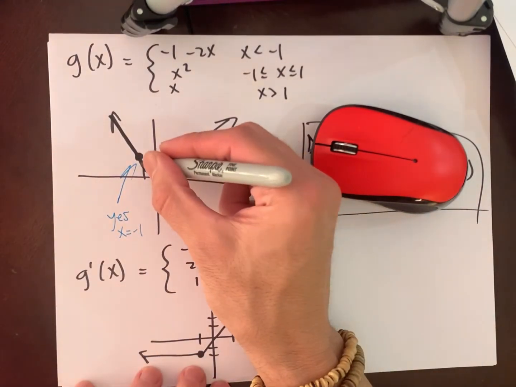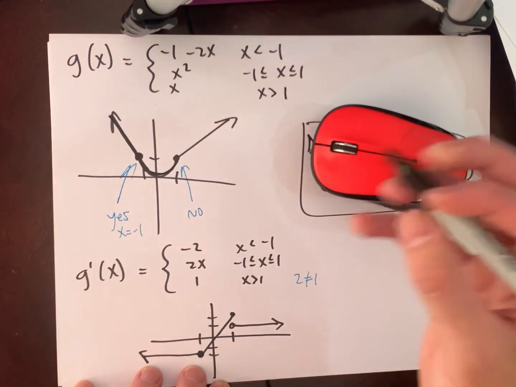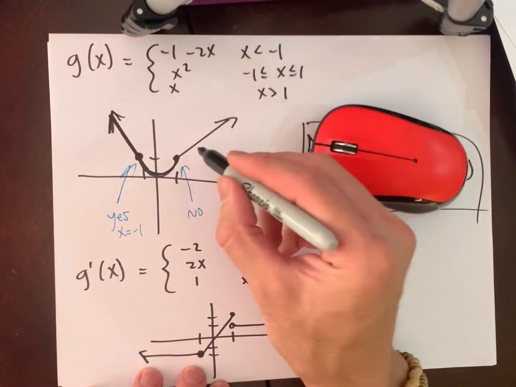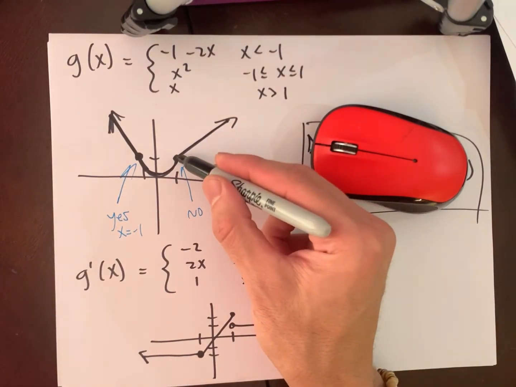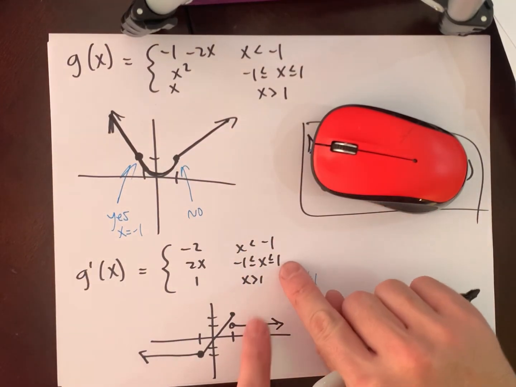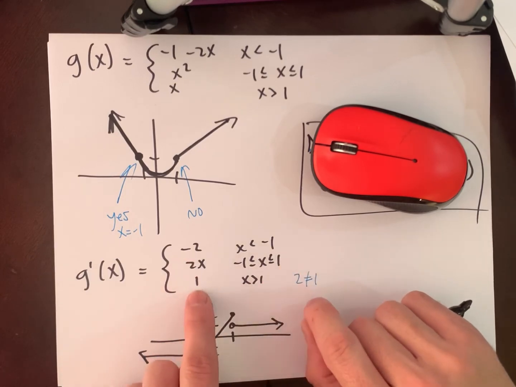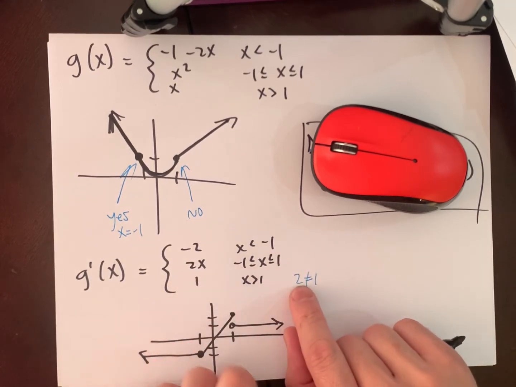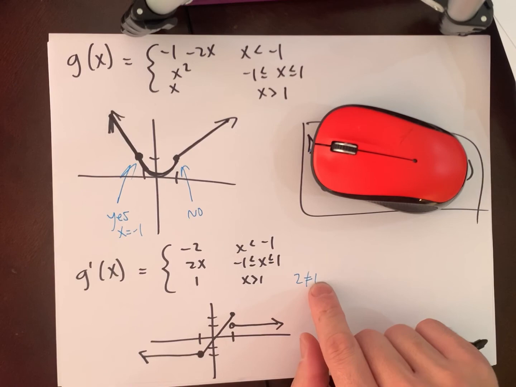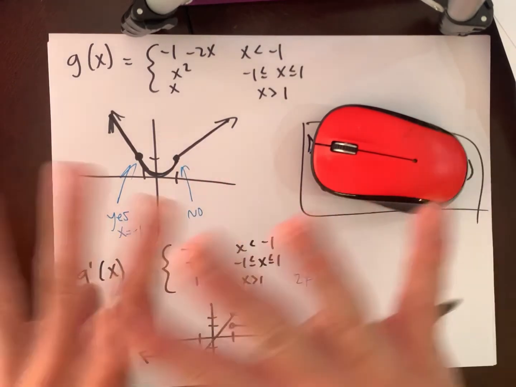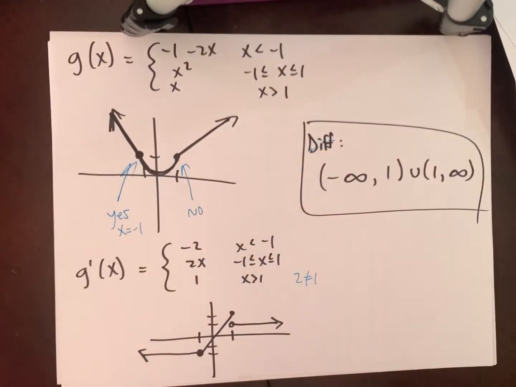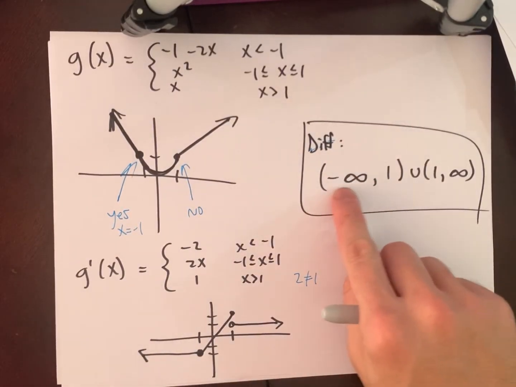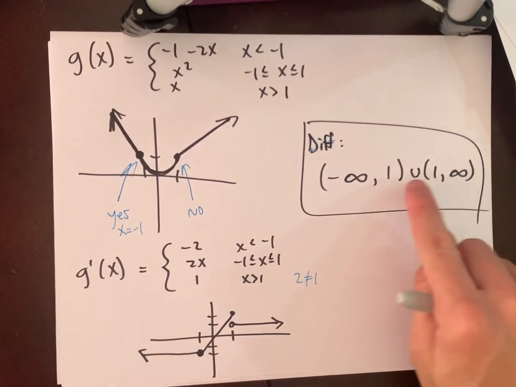And for sure it's differentiable at everything in between. It's differentiable everywhere before, and it's differentiable everywhere after. The question is it differentiable at 1? So you go to the derivative, you plug 1, 1 into here. If I plug 1 in there, it's 2. Plug 1 in there, it's 1. They're not equal. So no. So it's differentiable everywhere except at 1, which is what that's saying. It's differentiable for all real numbers except for 1.